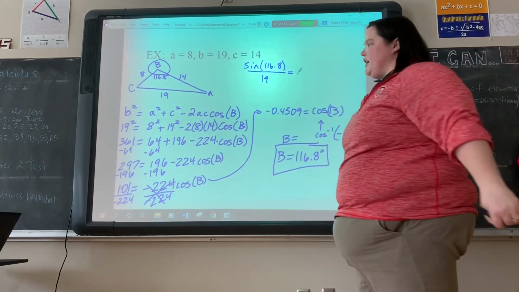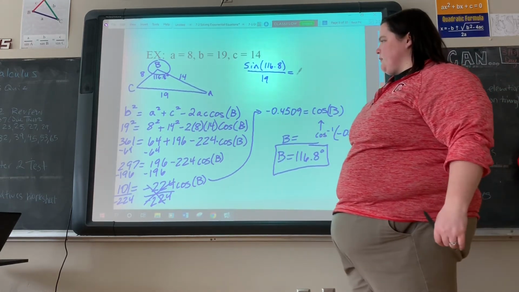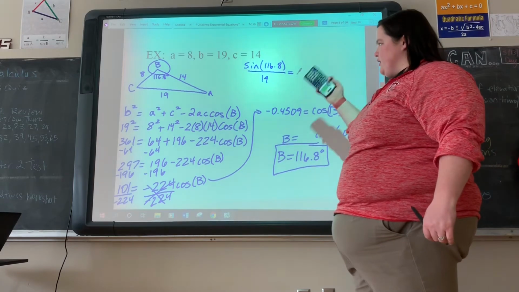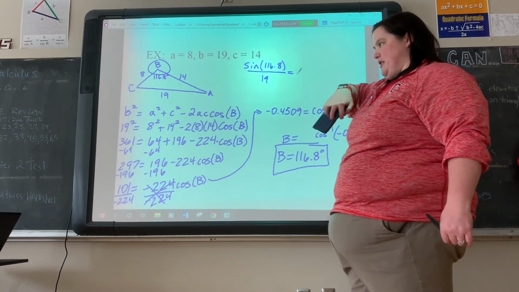Okay, and it doesn't matter which angle you find next. Let's go ahead and go in order. So we found the biggest. I'm going to find the next biggest, which would be C.